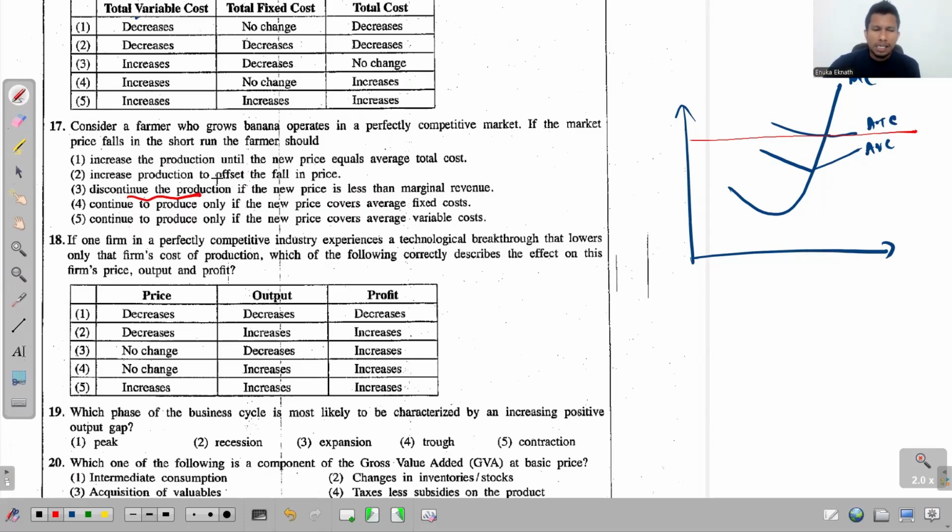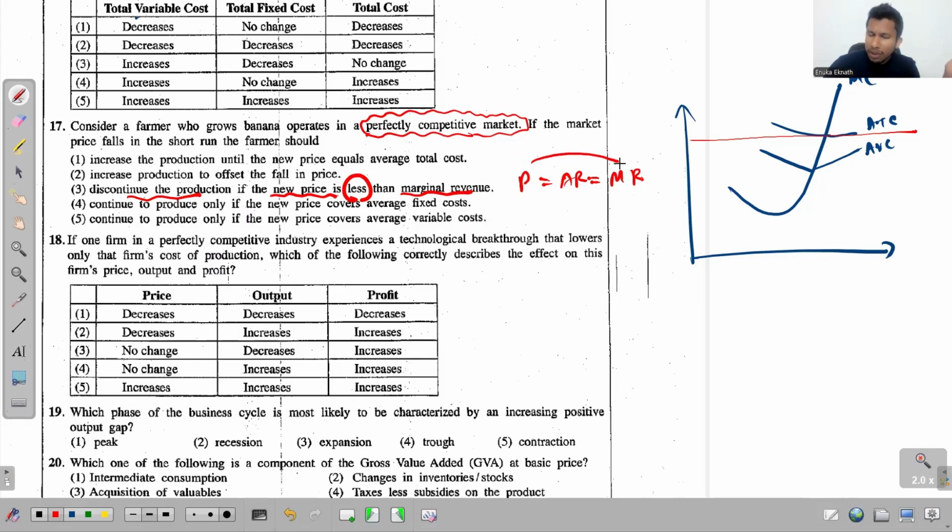This says continue the production if the new price is less than the marginal. See, the main part of the question is talking about this perfectly competitive market. And if it's a perfectly competitive market, at every single time, price is equal to the average revenue, and average revenue is equal to marginal revenue.